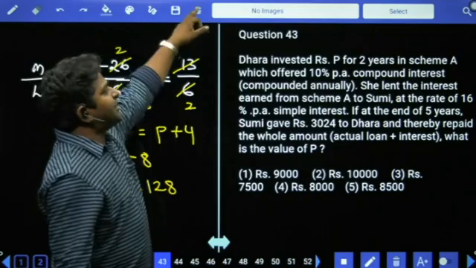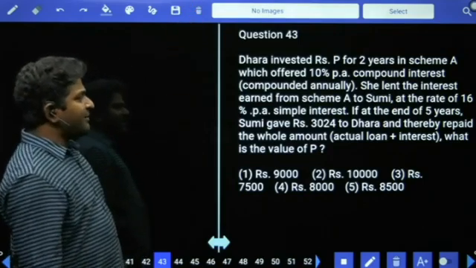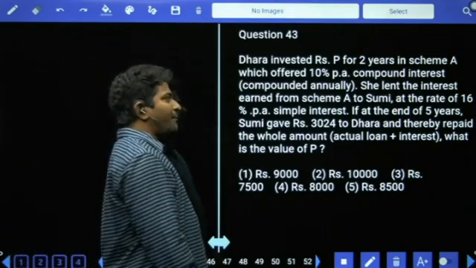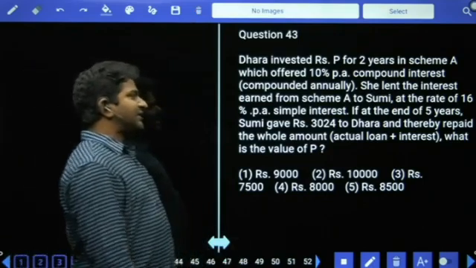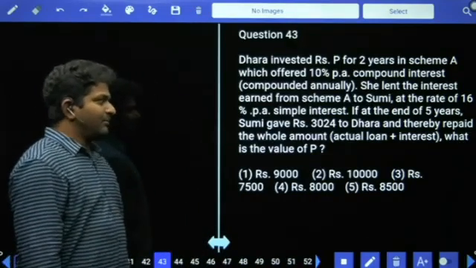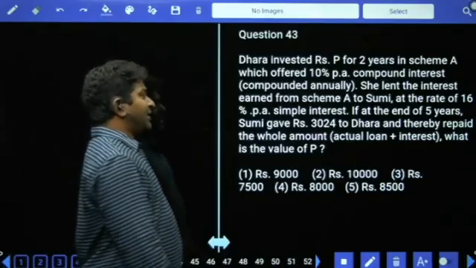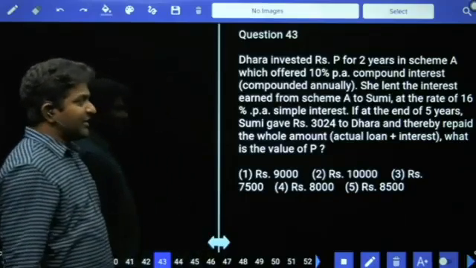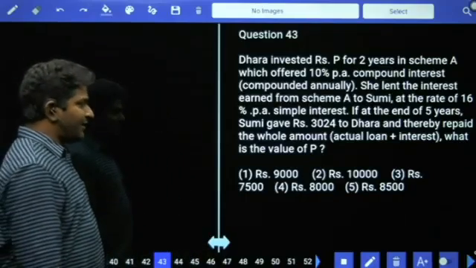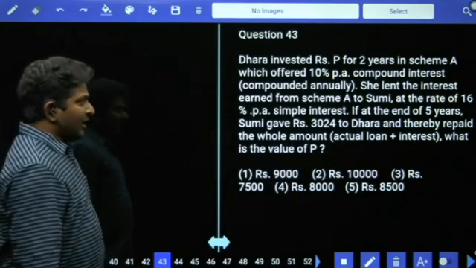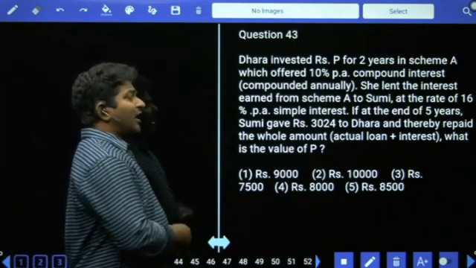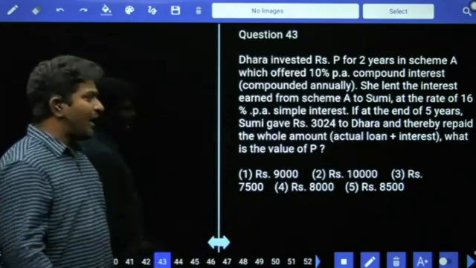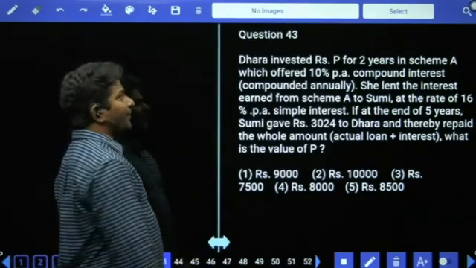Dara invested P rupees for 2 years in scheme A, which offered 10% per annum compound interest. She lent the interest earned from scheme A to Sumi at the rate of 16% per annum simple interest. If at the end of 5 years, Sumi gave 3024 to Dara and thereby repaid the whole amount, what is the value of P?